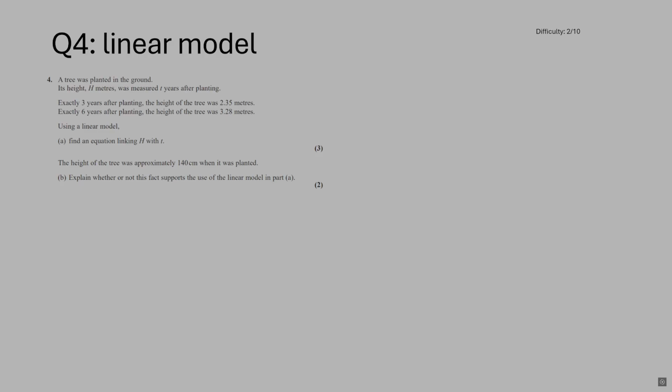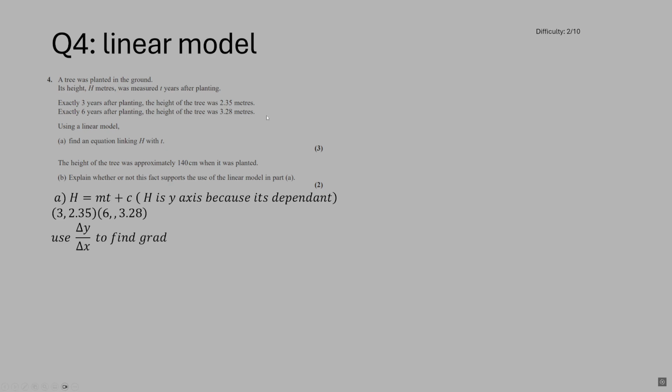Right, we've got a linear model here. We know that y equals mx plus c. Well, it's h equals mt plus c, because t is always the x-axis, time. So this is the dependent variable. We are just going to put these as coordinates, and we're going to find the gradient by using change in y divided by change in x. And we're going to find the gradient, write it as an equation, and then substitute the points in to get the c coordinate. And this is our linear model.